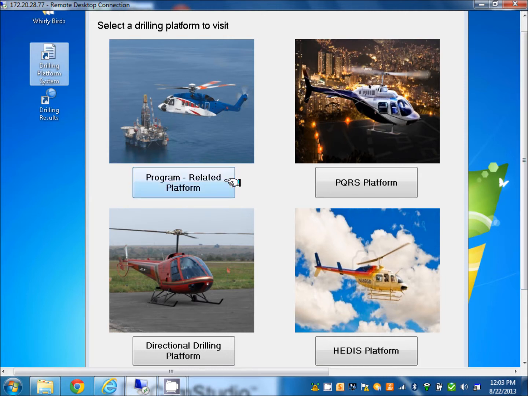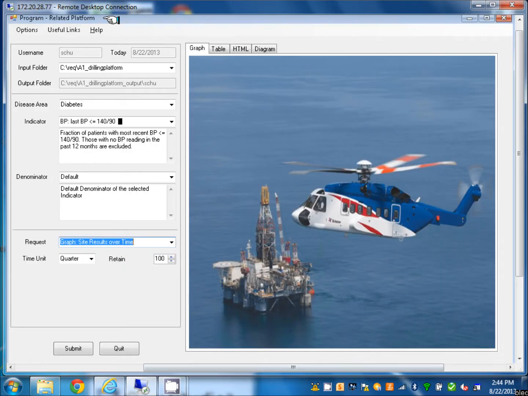Now, for an overview of the drilling platform system, there are 4 platforms to choose from: the program-related platform, PQRS, HEDIS, and directional drilling platforms. We will illustrate the use of the drilling platform application with our program-related platform. The program-related platform provides a way to examine measurement results at your site level, and within your site at your clinic levels, and within your clinics, your clinician levels.